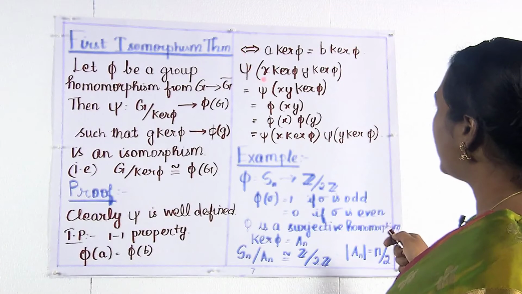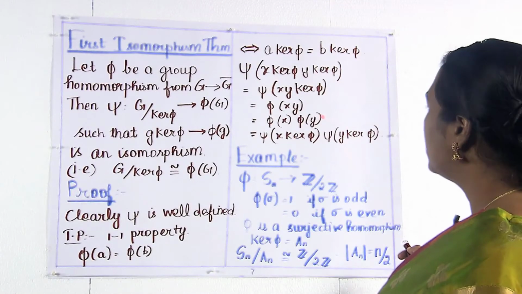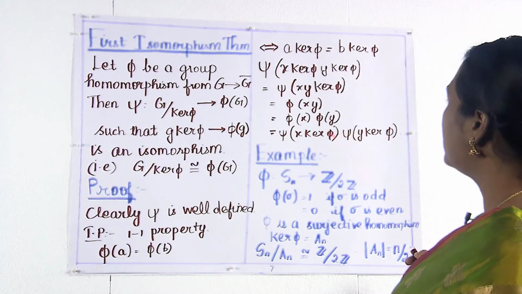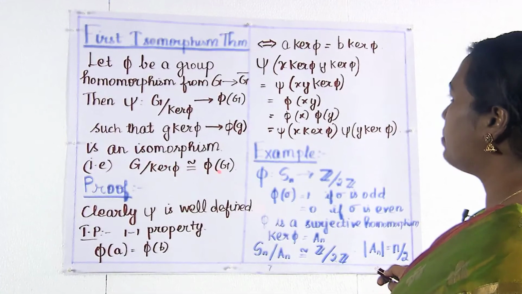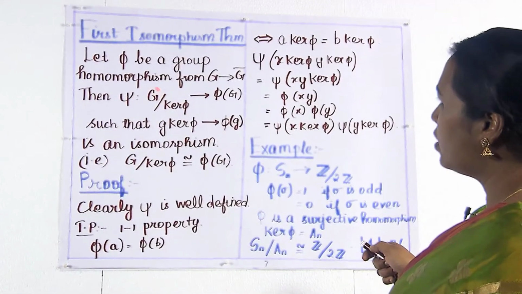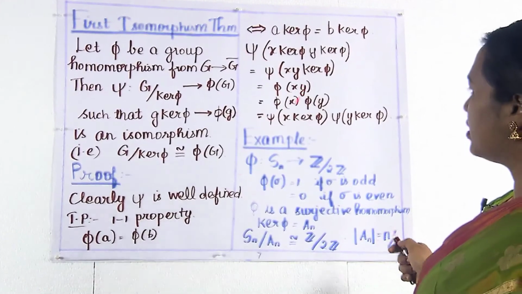So, we started from ξ(AB) to ξ(A) times ξ(B), and like that we have proved it. So, the 1-1 property exists, it is surjective, and it is well defined. So, clearly it is an isomorphism, since the homomorphism property also exists. So, we have proved the first isomorphism theorem.